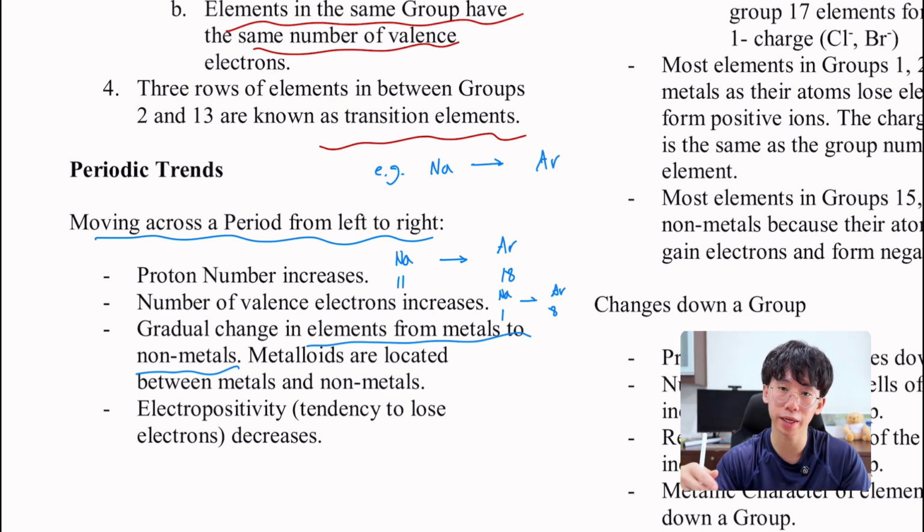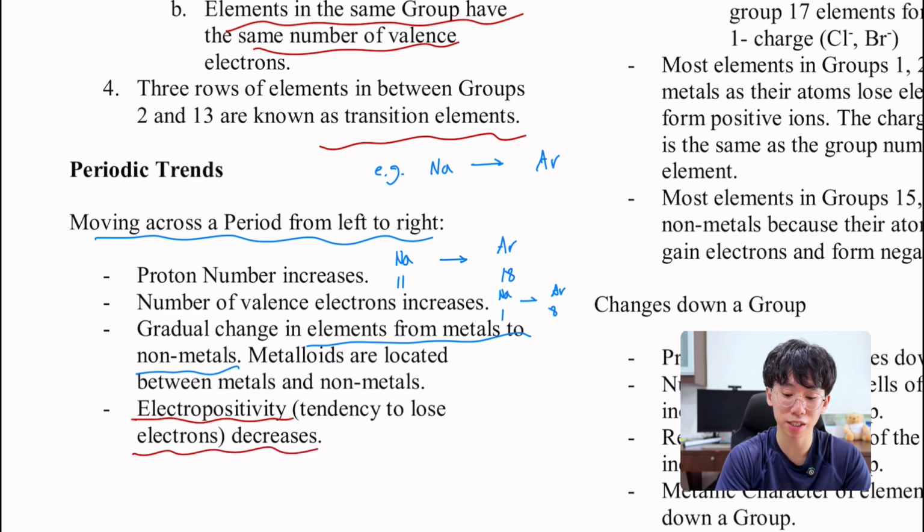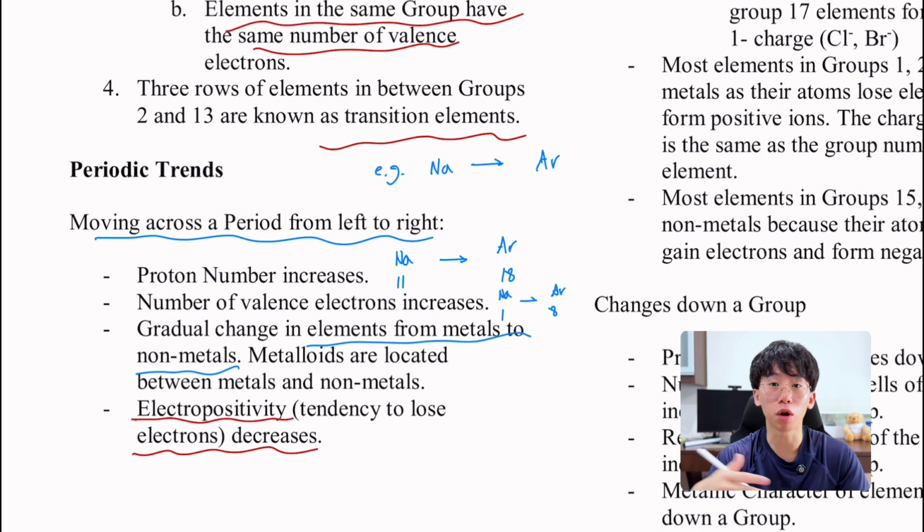Another trend that you will find is that electropositivity, which is the tendency to lose electrons, actually decreases. Which is very natural because you know that on the left of the periodic table, you find your metals, and metals really want to lose electrons, remember? But your non-metals, on the other hand, don't want to lose electrons. They want to do the opposite, which is gain electrons.